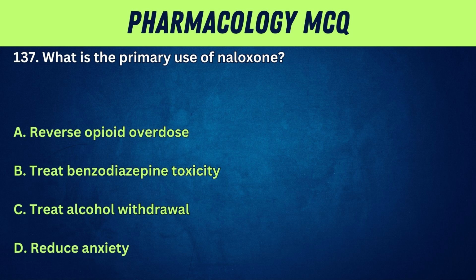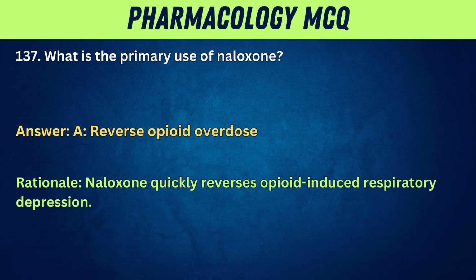137. What is the primary use of naloxone? A. Hypothyroidism. B. Treat benzodiazepine toxicity. C. Treat alcohol withdrawal. D. Reduce anxiety. Answer: A. Reverse opioid overdose. Rationale: naloxone quickly reverses opioid-induced respiratory depression.